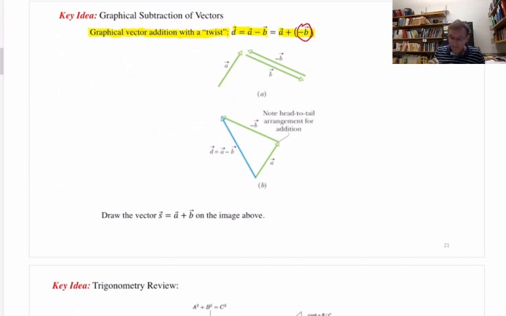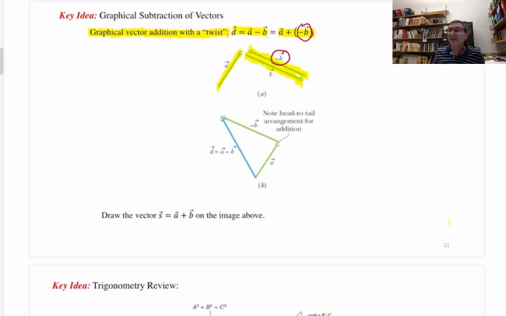So here I have drawn A and B. Same A and B as before. There they are, right there. Okay? Once you know what B is, it's easy to draw negative B. Because negative B has the same magnitude as B, but exactly the opposite direction. You can see negative B is right here. Same length as B, but exactly the opposite direction.